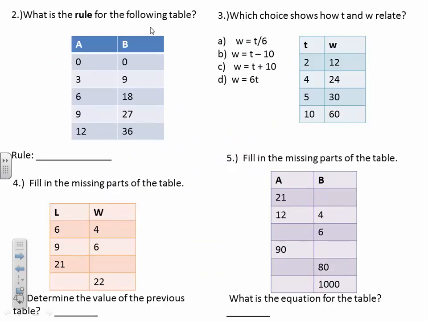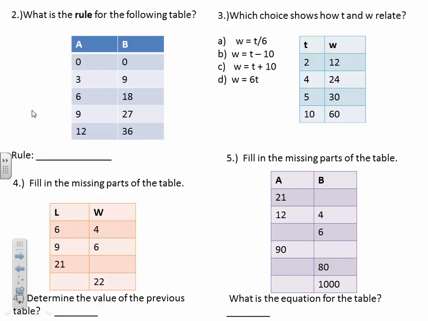What is the rule for the following table? So, basically, what does that mean? How do I get from A to B in this case? Well, how do I get from 0 to 0? That doesn't really help us very much. How do I get from 3 to 9? So in your head or to yourself, you can figure that out pretty easily, right? How do I get from 6 to 18? So take a second and see if you can show us down here how I get from A to B. Pause and go ahead and try it.